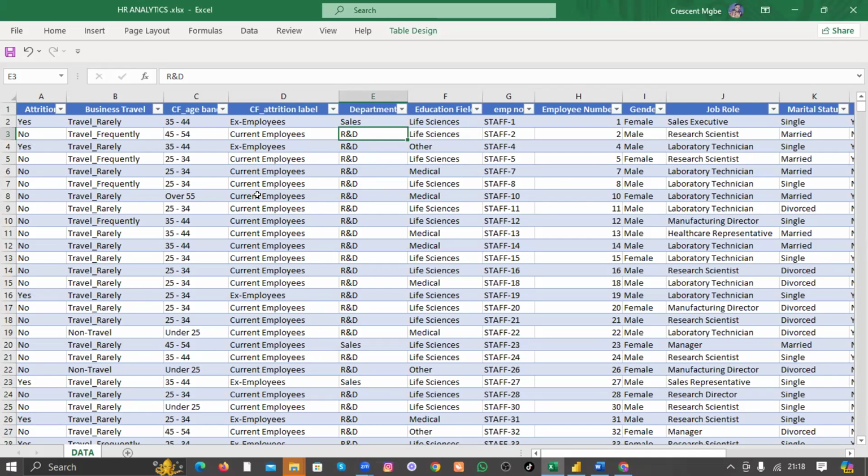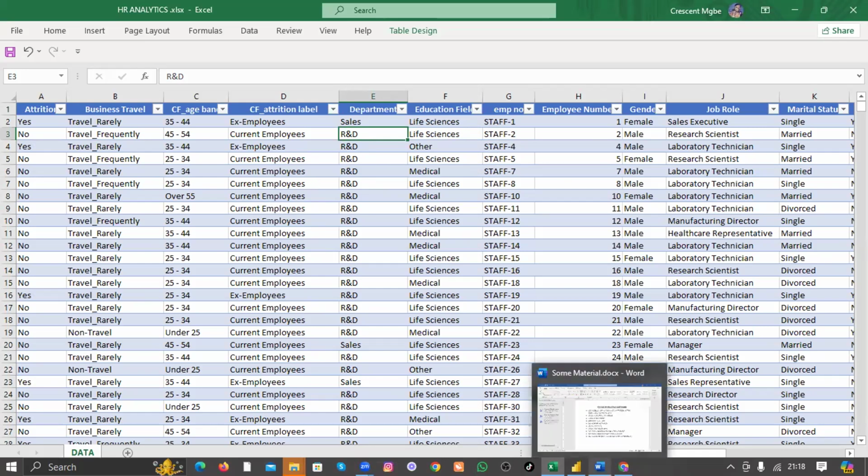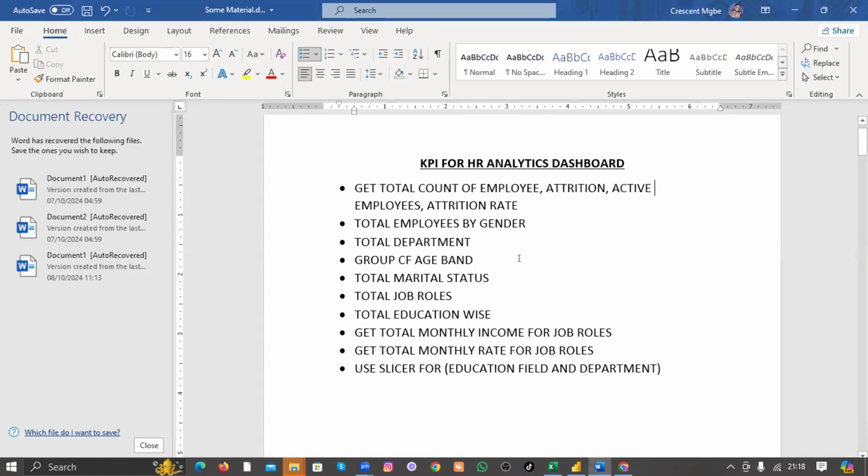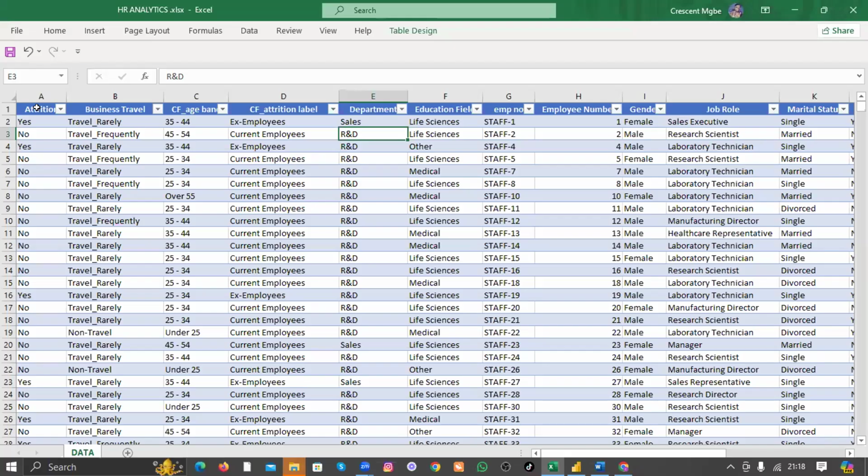All right, now that we understand the data set well, let's look at the KPIs again. Number one KPI wants us to get the total count of employees. That is easy, right? Total number of employees, fine. Number two says get the attrition. Attrition means those staff that have left. That's the meaning of attrition, right? Those staff that have left us.